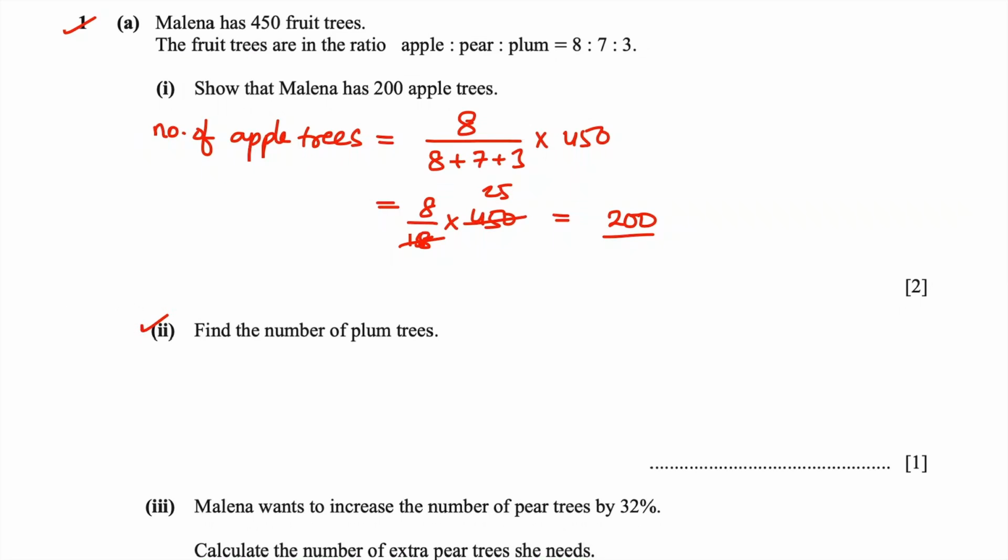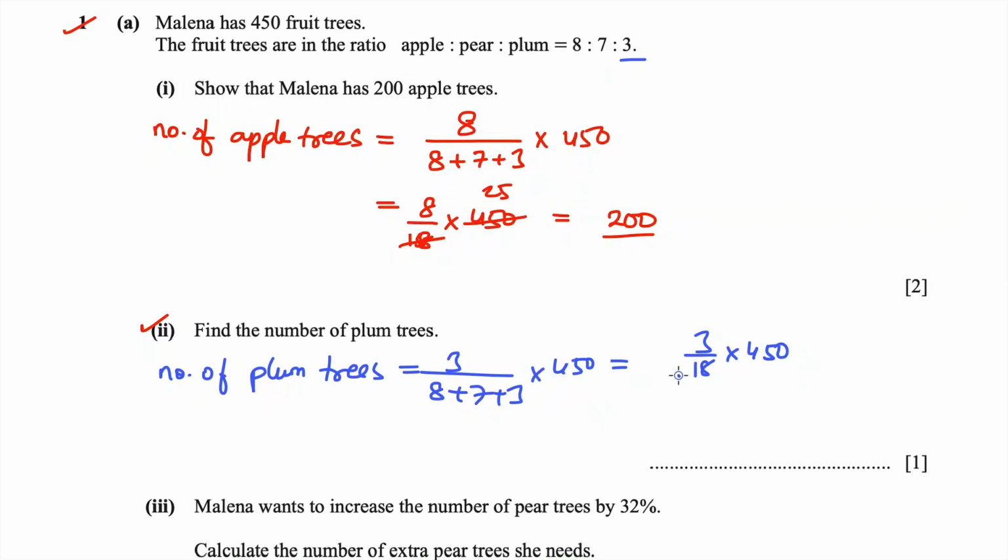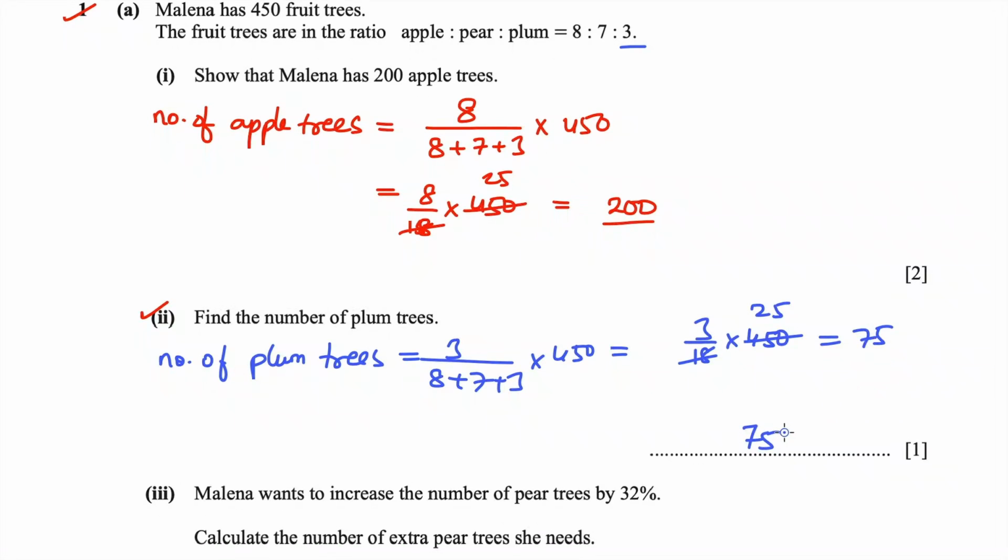Second question, find the number of plum trees. The same type again. The number of plum trees will be equal to, what is the ratio of the plum? It is 3 divided by 8 plus 7 plus 3 into 450, which is nothing but 3 by 18 into 450. Now 18 goes in this 25 times, so 3 into 25 is equal to 75. So how many plum trees are there? 75 plum trees are there.